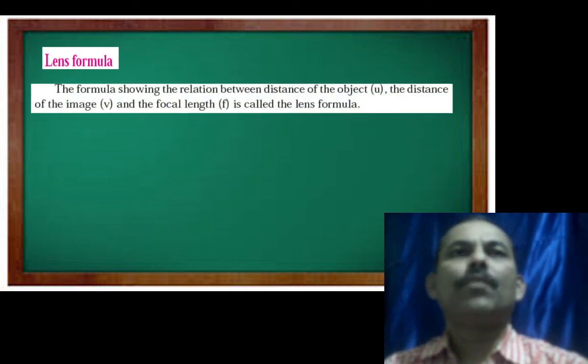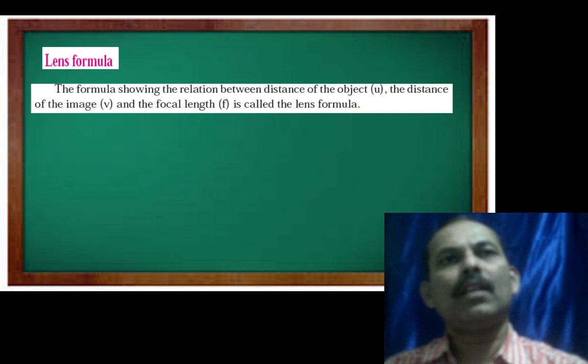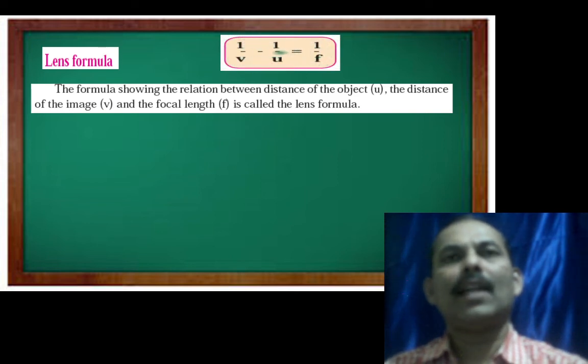Then the lens formula. The formula which shows the relation between the distance of the object, that is u, the distance of the image, that is v, and the focal length f is called the lens formula. We will write it like this: 1 upon v minus 1 upon u equals 1 upon f.